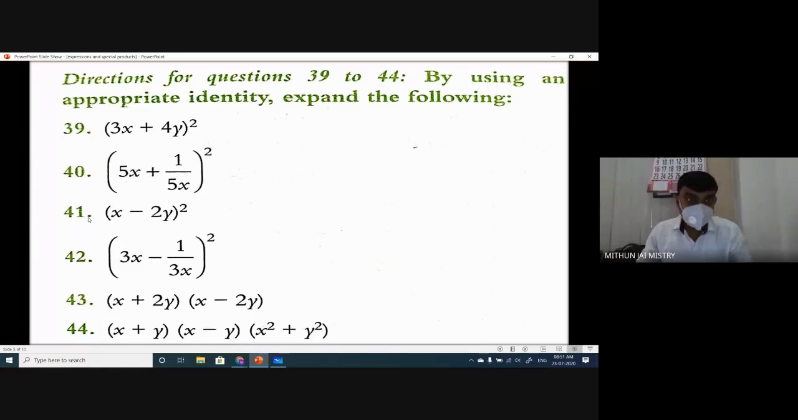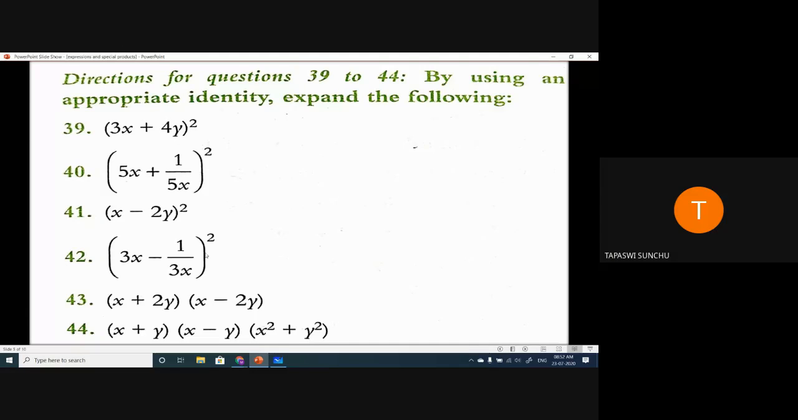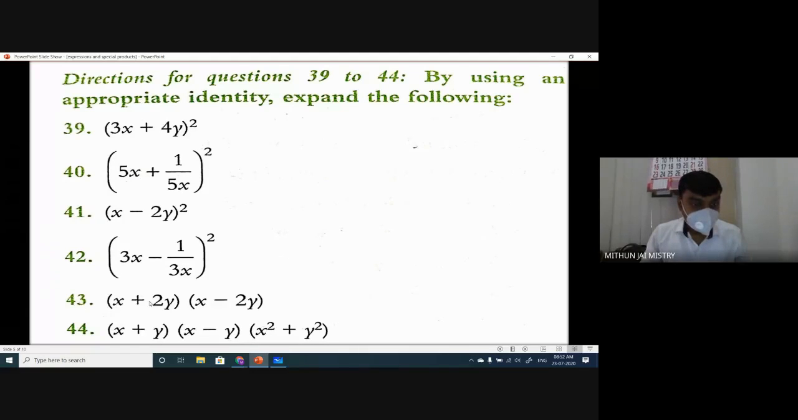But when we come to 41, have a look. Here minus is there, square is there, and two terms are there, so a minus b whole square will help us. Similarly, 42 is also a minus b whole square. The 43rd one is a plus b into a minus b, because the first a is x and the second a is again x, and b is 2y and again 2y. So this is in the format of a plus b into a minus b.